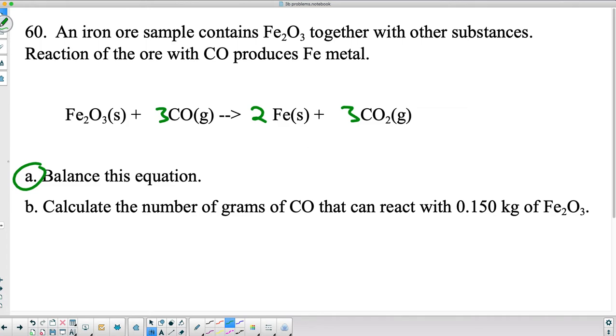Calculate the number of grams of CO that can react with 0.15 kilograms of Fe2O3. So I start off with the same thing that I've always done, except this time I have to change sometimes when given kilograms. That has to be changed into, I go 1, 2, 3 places to the right. Why do I do that? Remember this all the way back.